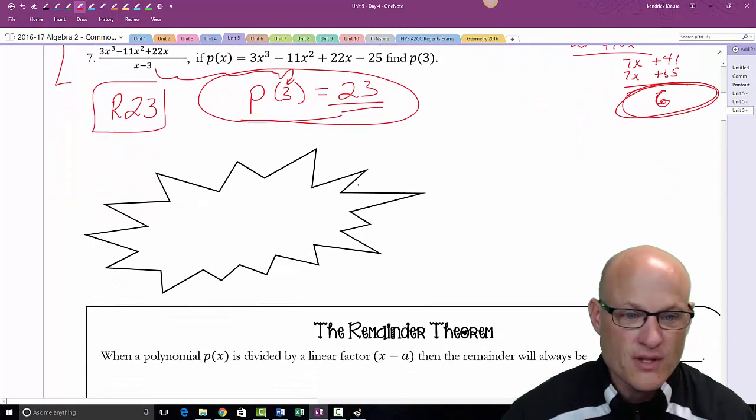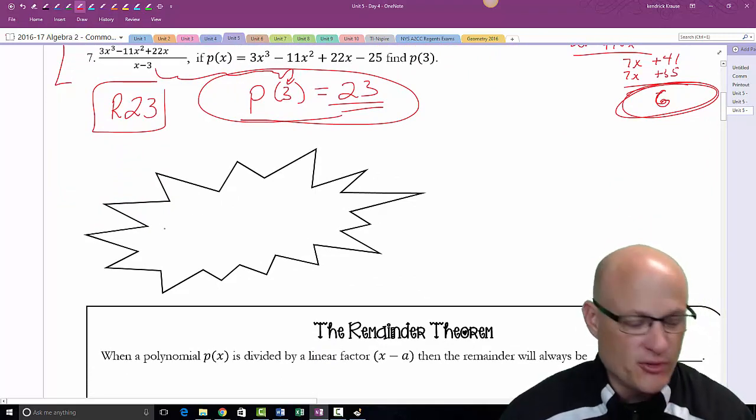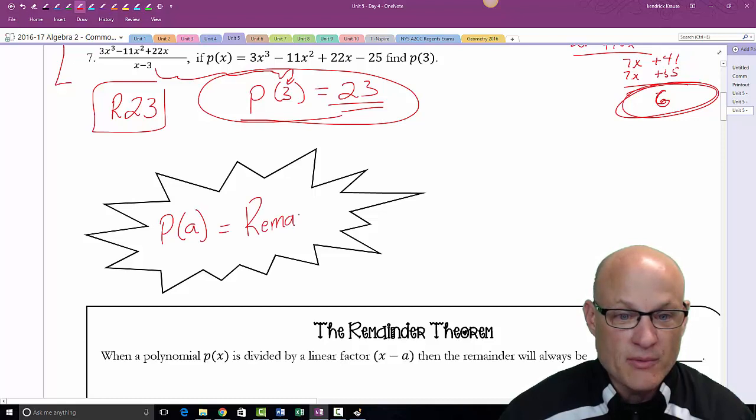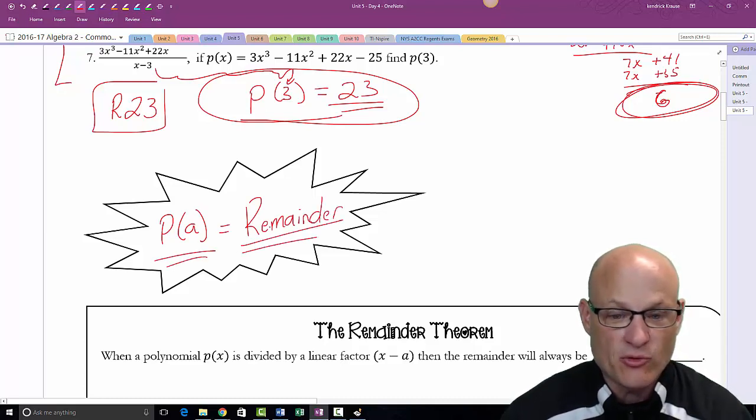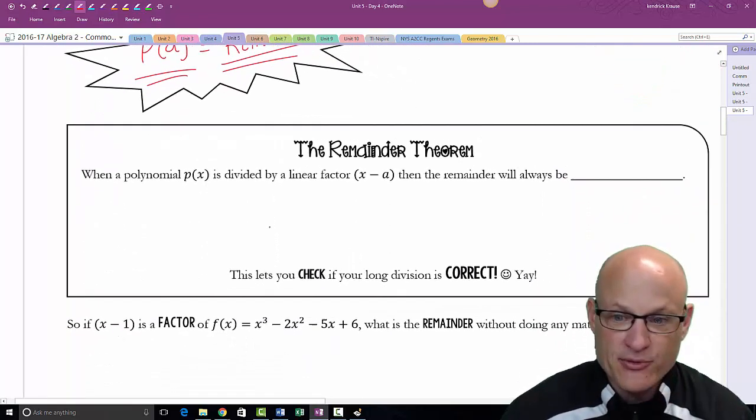So if I have a factor... Well, let's just do it this way. P of A is equal to the remainder. I mean, we just discovered that, right? We just discovered that P of A is equal to the remainder. Let's talk about it in absolute terms.